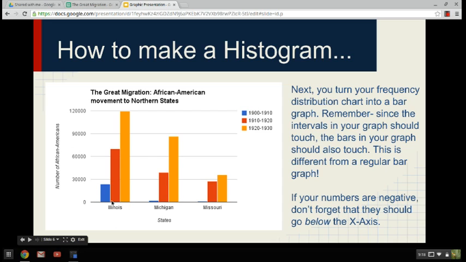So if you're dealing with positive and negative numbers, you may want to remember that your x-axis should be in the middle. If we look at our chart, we can tell in Illinois, from 1900 to 1910, we had the biggest growth, more than Michigan and Missouri. In 1910 and 1920, we're also seeing Illinois as the biggest growth. But things change over time, and by the time we get to 1920 and 1930, all of these other states are starting to catch up.